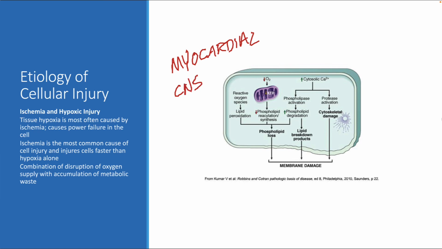CNS ischemia, stroke, right? Any tissue can become ischemic due to loss of blood flow. And that hypoxemia, or the hypoxic injury that goes along with that, is the real harmful part. It causes power failure in the cell, destruction of the mitochondria, and an inability to produce ATP for powering the cell, such as the sodium-potassium pump.